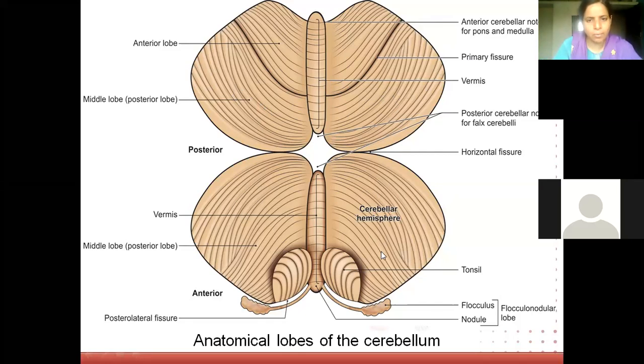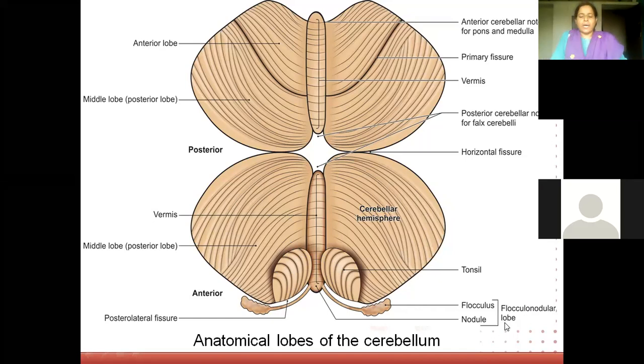When you see from below, what other structures do we see? This was the anterior lobe, this was the middle lobe. The same middle lobe is continuing here. Whatever lobe is left over, that is the posterior lobe. So how many lobes do we have? Anterior lobe, then middle lobe, and further behind the posterior lobe. That's why the posterior lobe is given in brackets. Now there is one more lobe here which is called the flocculonodular lobe.